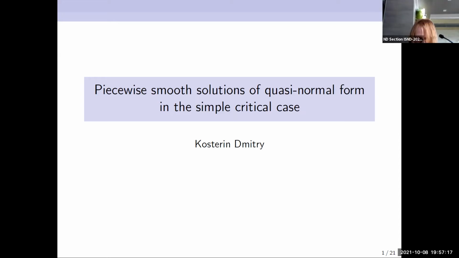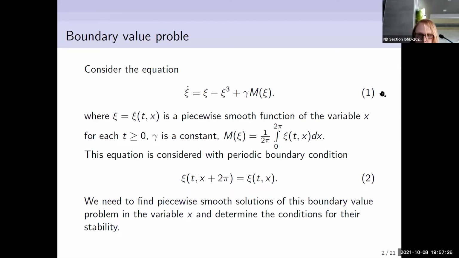Thank you. My talk is piecewise smooth solutions of quasi-normal form in the simple critical case. We consider equation 1, where C is a function of two variables t and x. Function C is a piecewise smooth function of the variable x for each non-negative t. Gamma is a constant. MXC is the integral mean value.